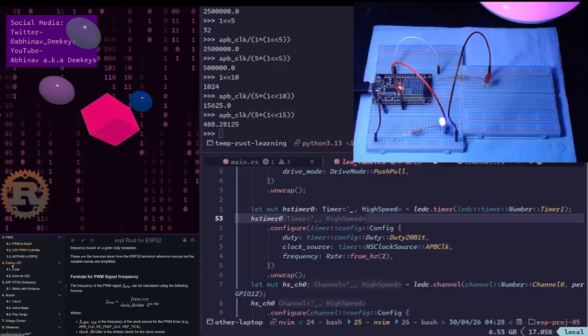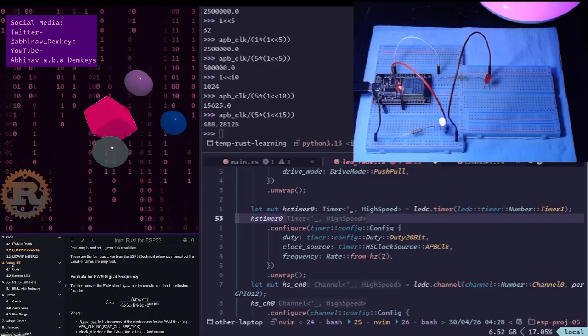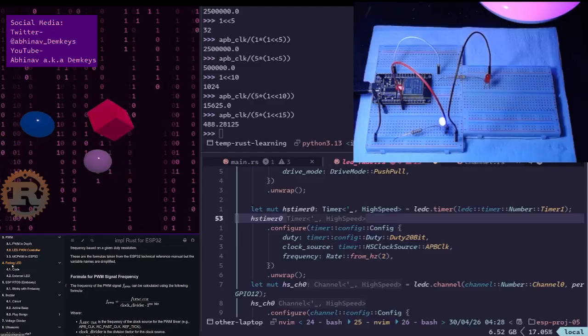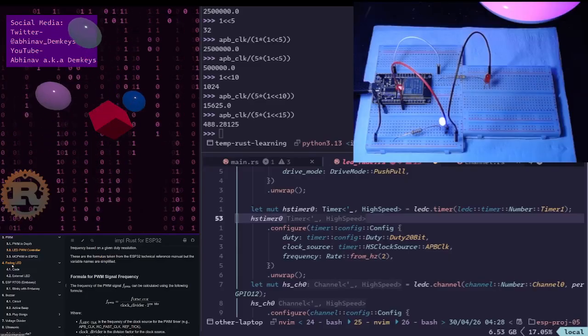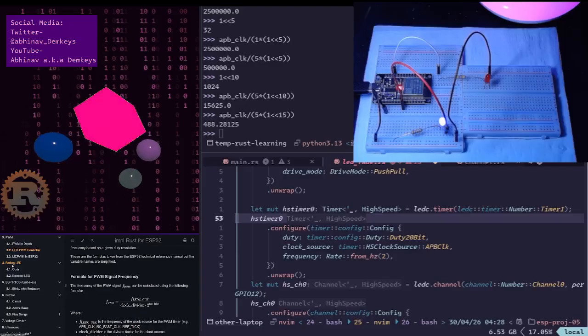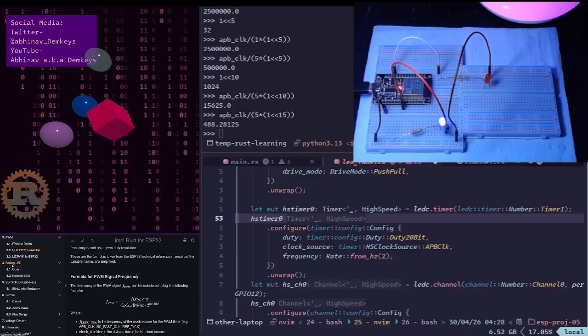Also, what happens prior to configuring the channel? Is it still outputting stuff? I haven't thought about that. Where's the quote unquote on switch for this?